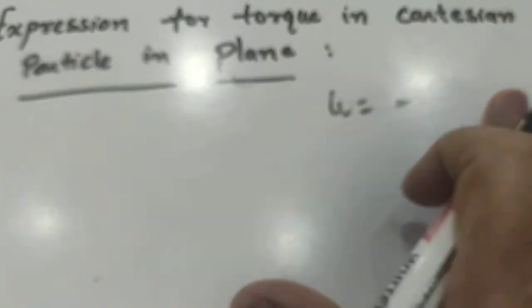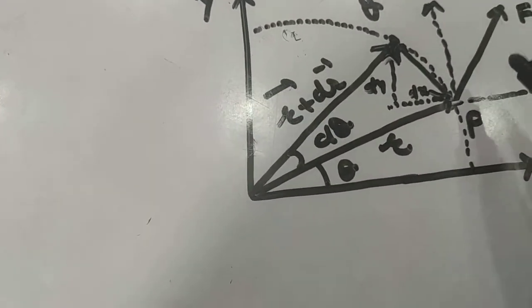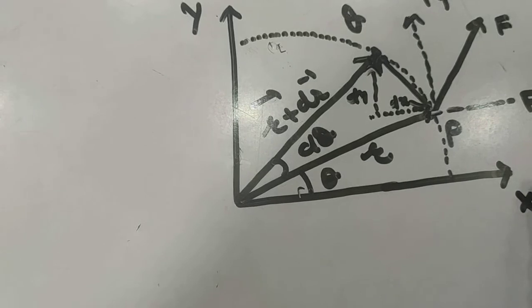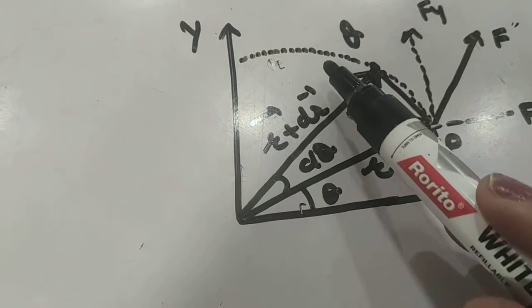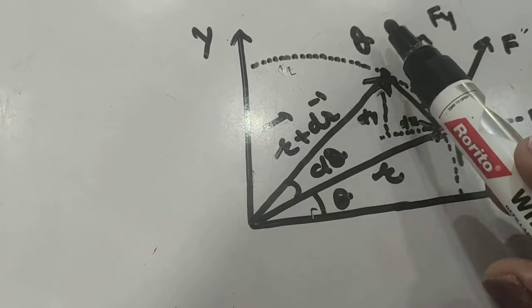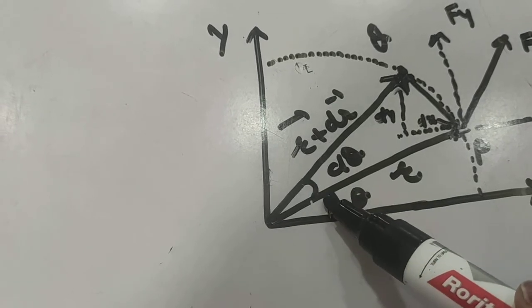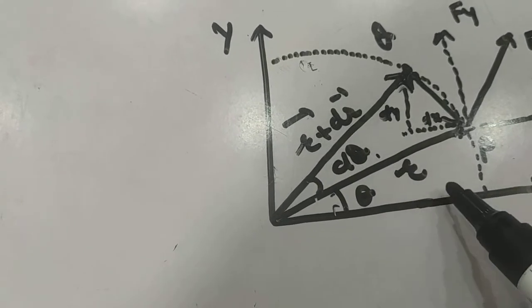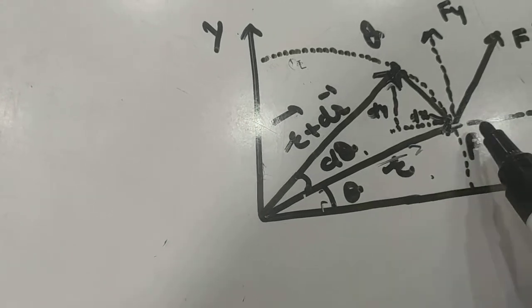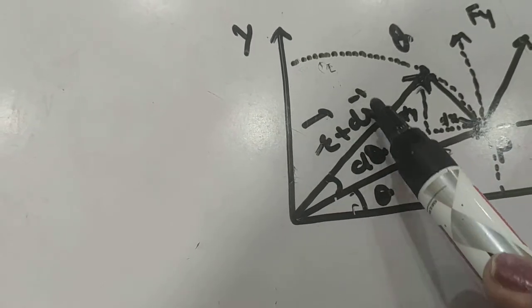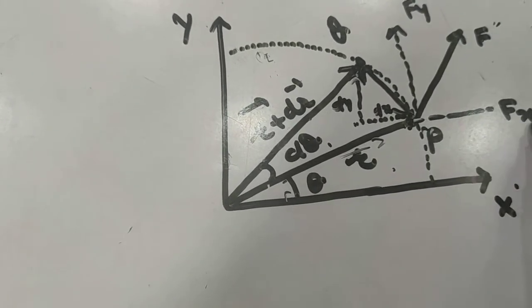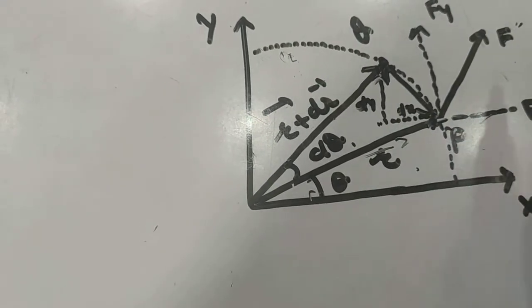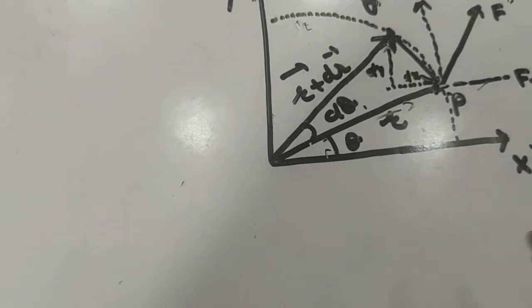Okay, now let's have a look at the diagram. Let us consider in this diagram the particle is initially at point P at an angle theta with the x-axis. On applying a force F, the particle tends to rotate, and in time dt it reaches point Q through a small displacement d theta. Let r be the position vector of point P and r plus dr the position vector of point Q. Now this force can also be resolved into two rectangular components fx and fy. Now we know that this is point O.